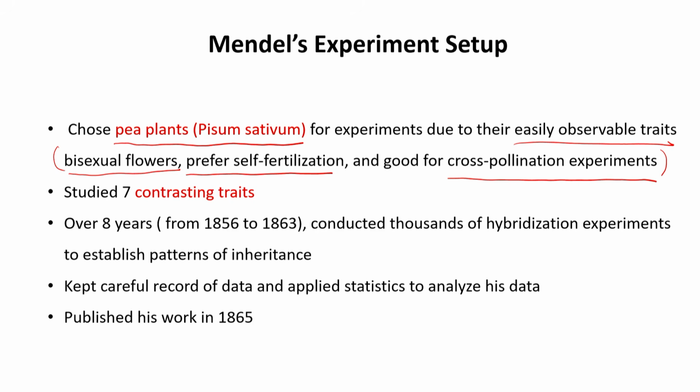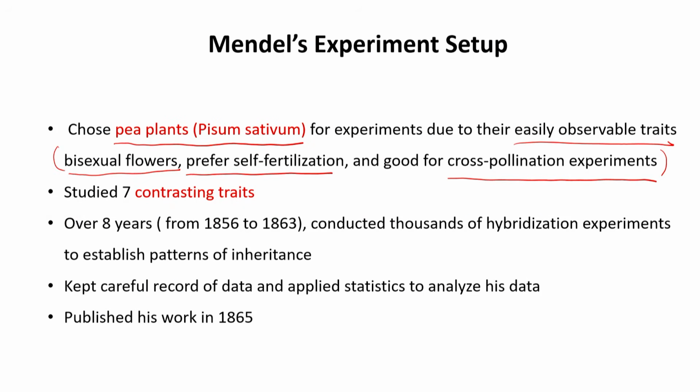So you try to understand that the system is flexible. If you need pure lines through self-crossing, as we will discuss in a minute, then the plant and flower structure automatically allow you to do so. And if you want to do cross-pollination, you can also do it by manually interfering with the pollination process.